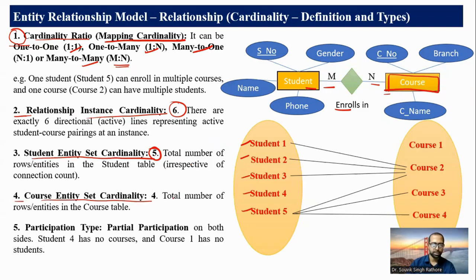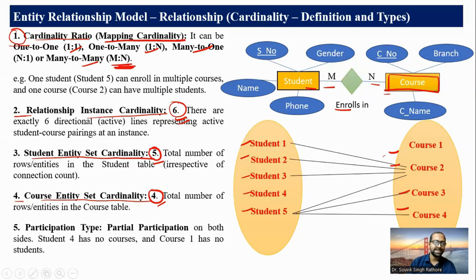Similarly, we have the course side. So we have course 1, course 2, course 3 and course 4. So there are a total of 4 entities in the course entity set. So the course entity set cardinality is 4. Again, this represents the total number of course entities irrespective of how many students are connected to them.